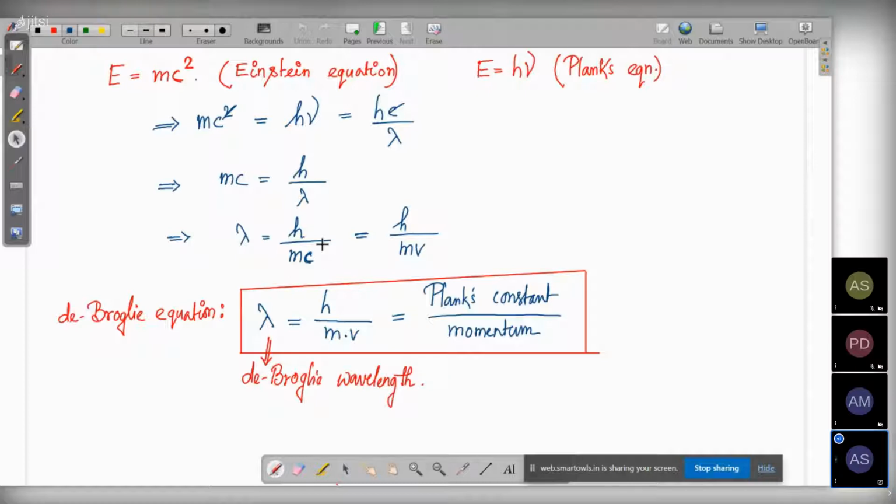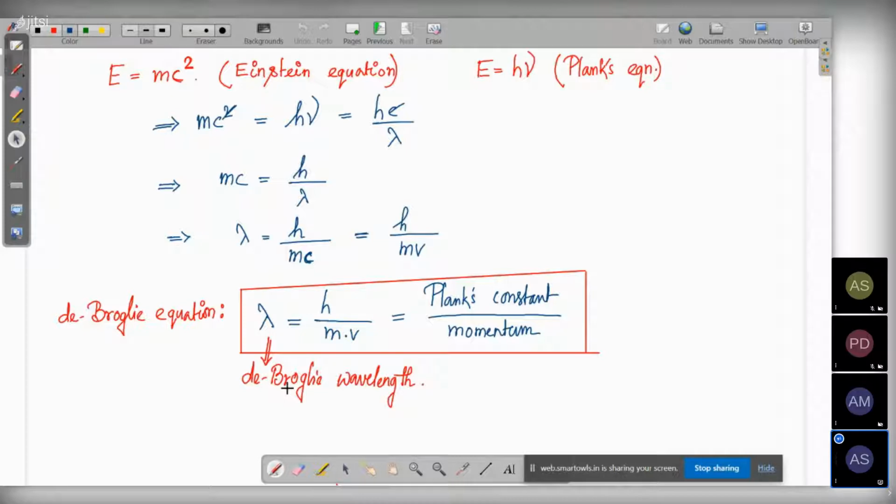Now electrons are not moving with the speed of light. So he just replaced c, the velocity of light, with v, the velocity of the electron. So the final formula is lambda equal to h by mv. That means de Broglie's equation becomes lambda equal to h by mv. Now what is h? h is known as Planck's constant. And mv, as you have learned in physics, is the momentum. So lambda is equal to Planck's constant by momentum, and this lambda is called the de Broglie wavelength. This is the formula that de Broglie gave.